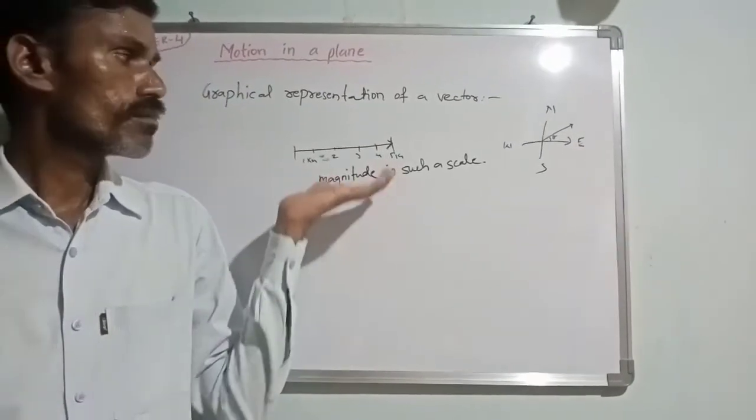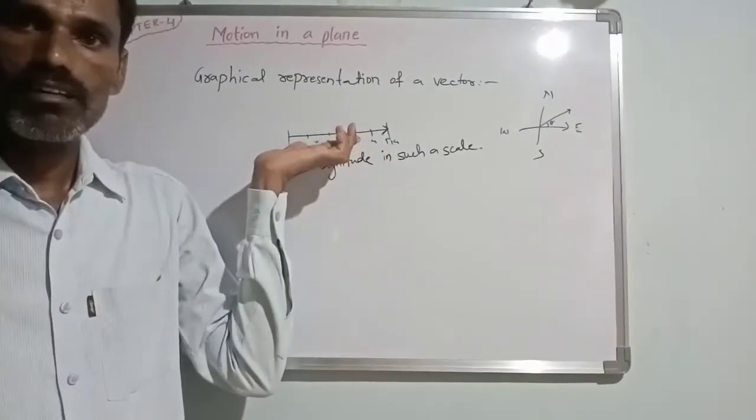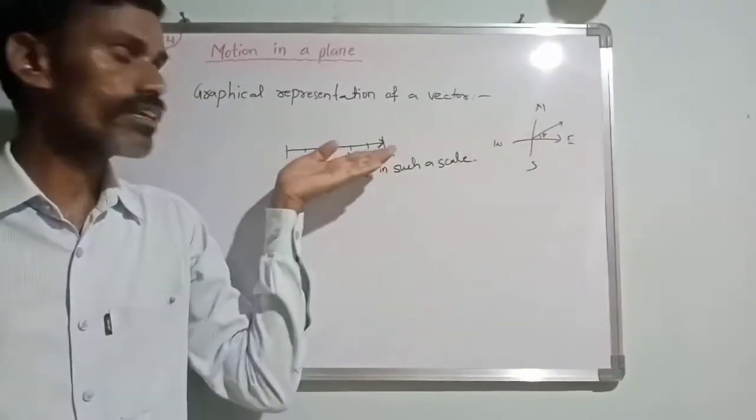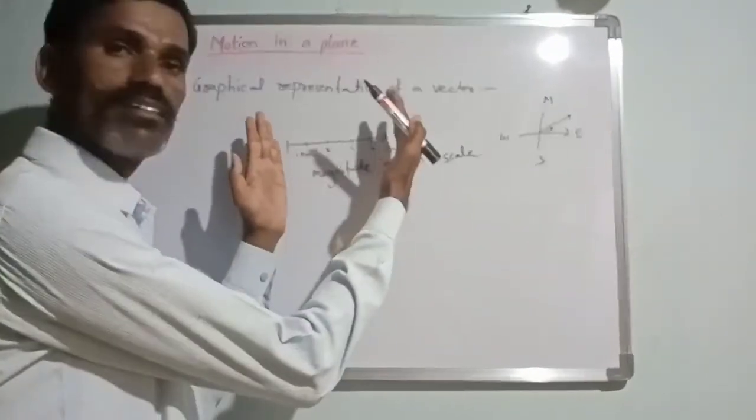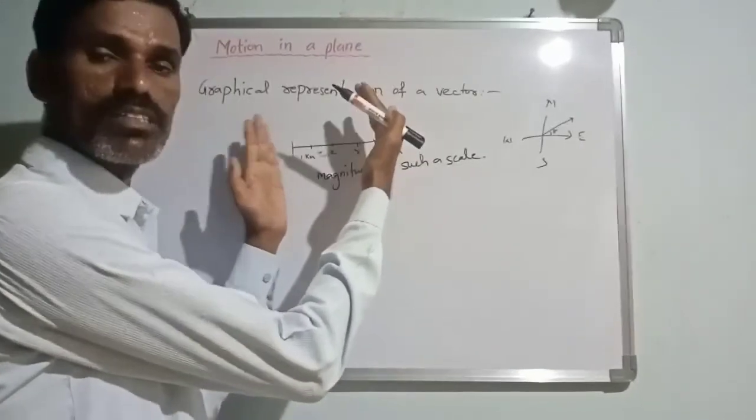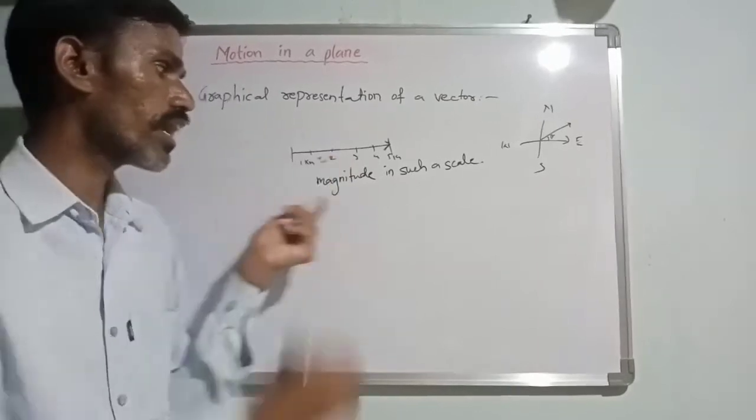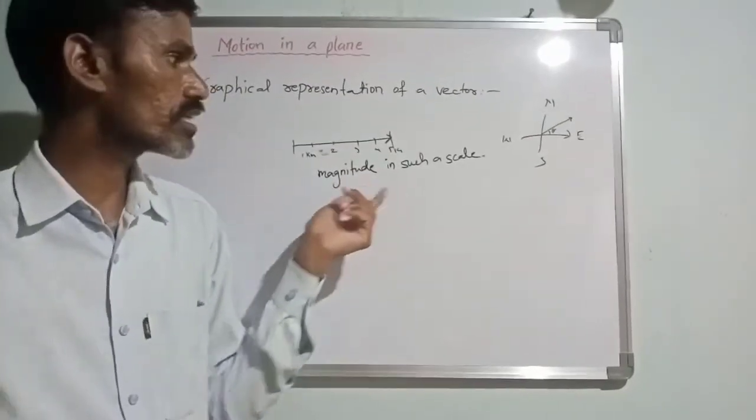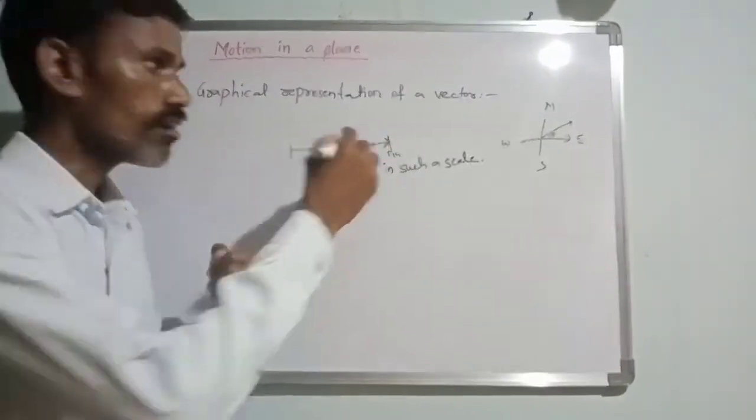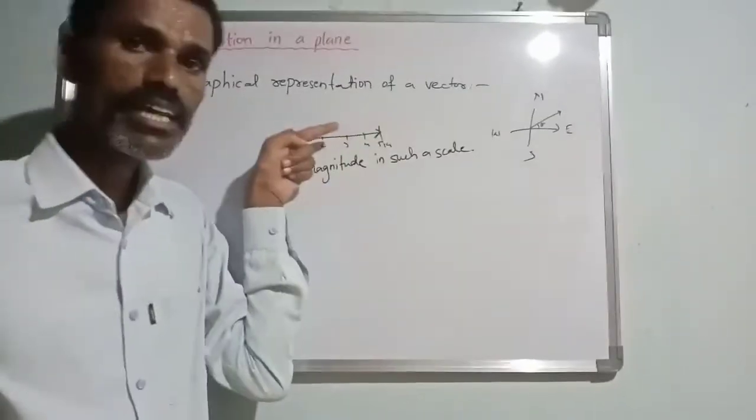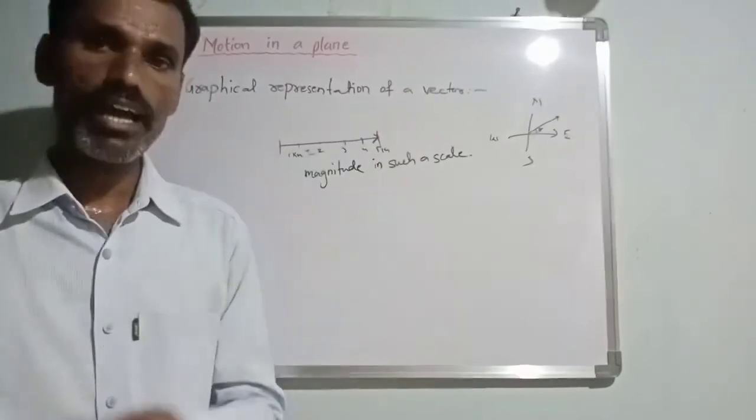So vectors may be represented by a line in a given direction, with a chosen scale. We draw a line, an arrow. The length of the arrow represents the magnitude of the vector, and the tip of the arrowhead indicates in which direction the vector may act.